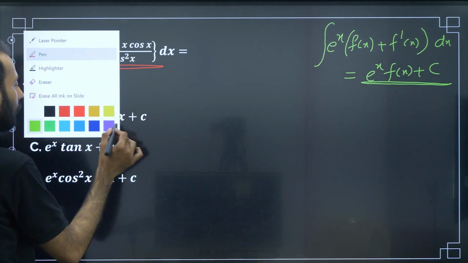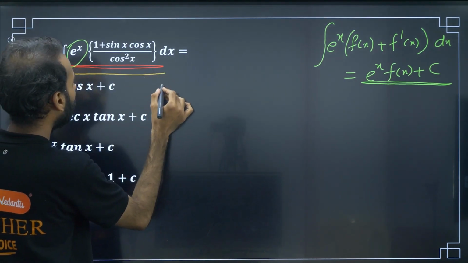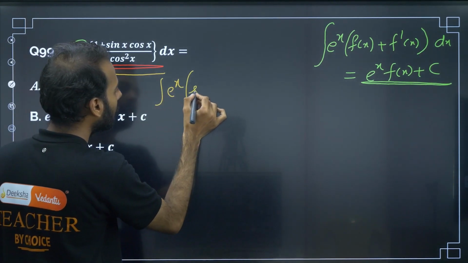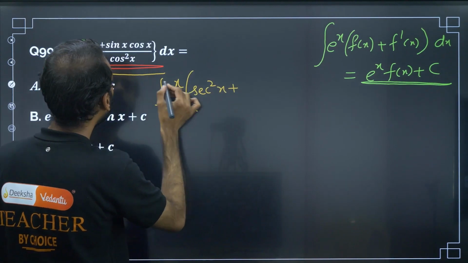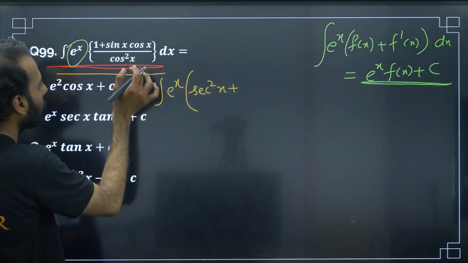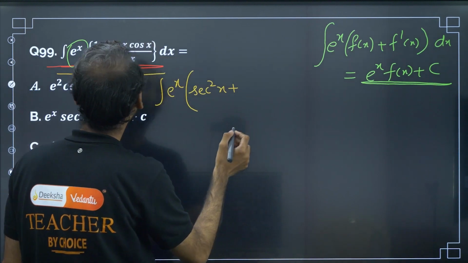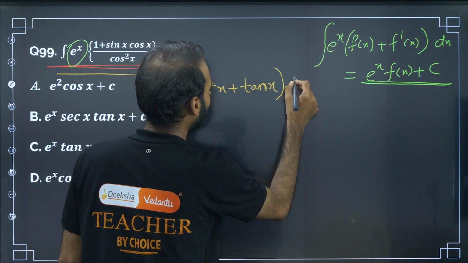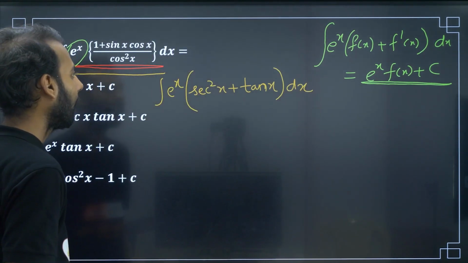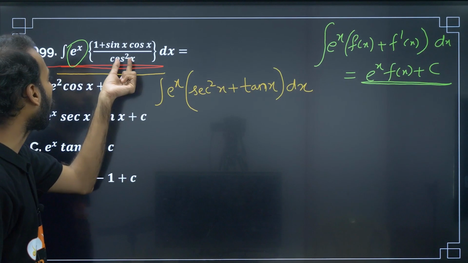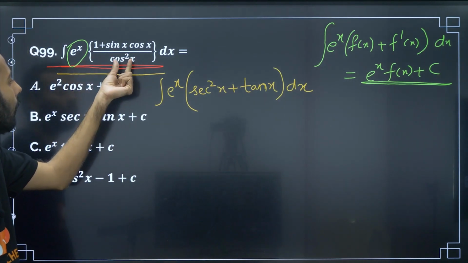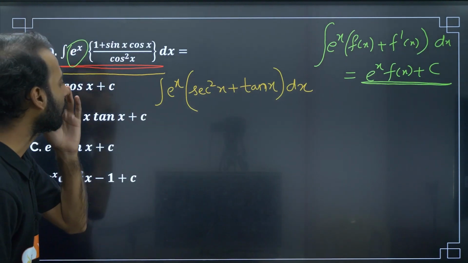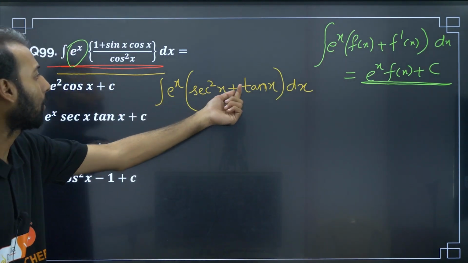Now for this, integration of e raised to x, let me open this. 1 by cos square x is secant square x, plus sin by cos is tan x, dx. Now you try to relate this. See here, cos square I am writing separately, very simple. If you have not understood, just drop me a comment, sir, how you are writing like this. If you understood, it is a good thing. You just try to relate this and that.